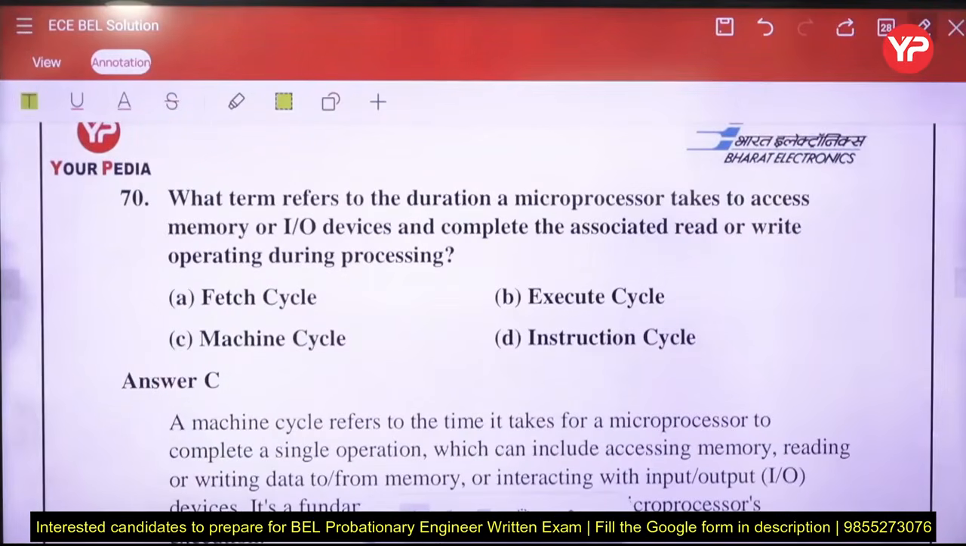What term refers to the duration a microprocessor takes to access the memory or I/O device and complete the associated read and write operation during the process? That is called the machine cycle, right? There are several cycles: machine cycle, fetch cycle, execution cycle, and so on. So this one is called the machine cycle.